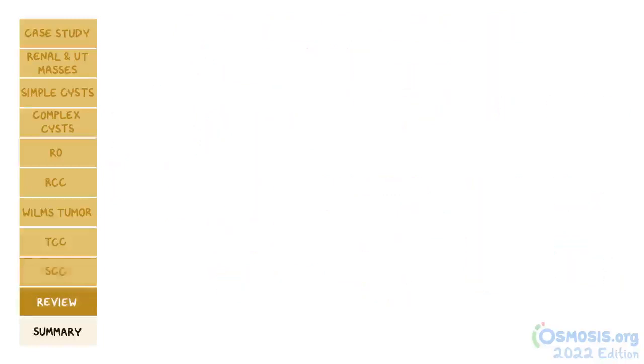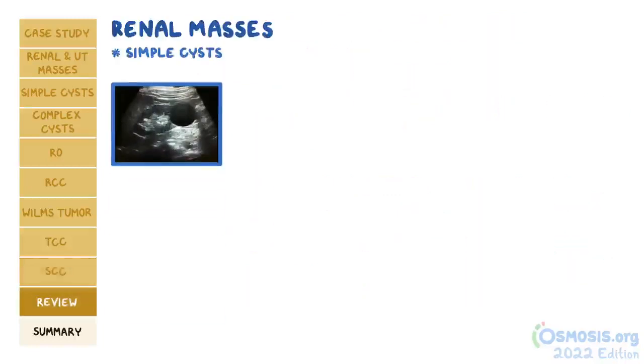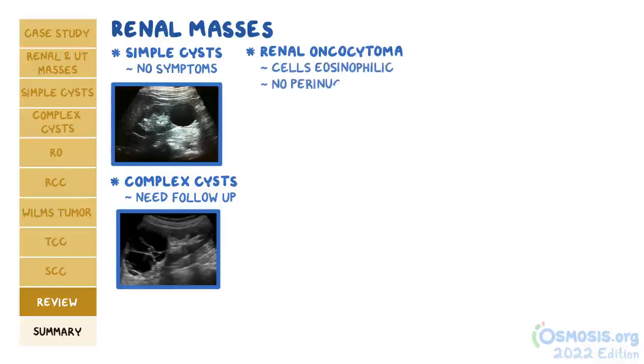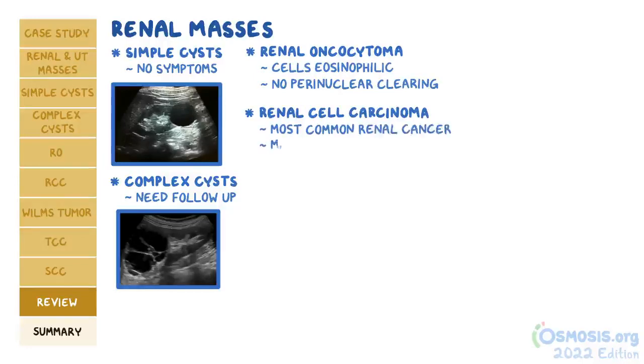Okay, let's review. Renal masses include simple cysts that are basically tiny balloons filled with black fluid on an ultrasound and don't give any symptoms. Or complex cysts, which on ultrasound have septations within and need follow-up because they can be malignant. Then there's a benign tumor called renal oncocytoma, where on microscopy the cells are eosinophilic and there's no perinuclear clearing. Next, there's renal cell carcinoma, which is the most common type of renal cancer and appears in males aged between 50 and 70. Other risk factors include smoking and obesity.